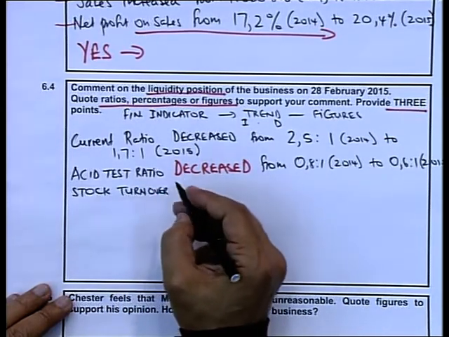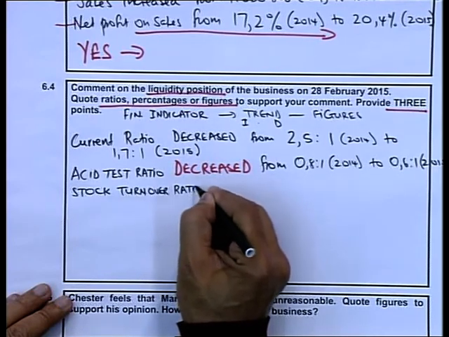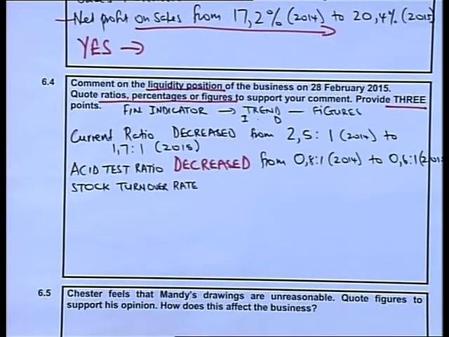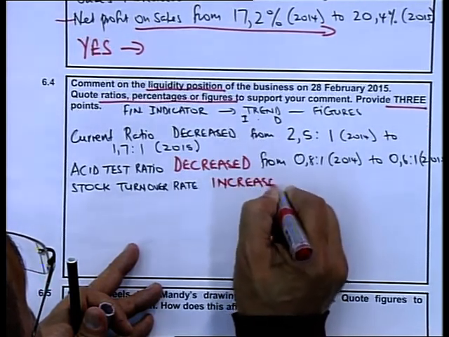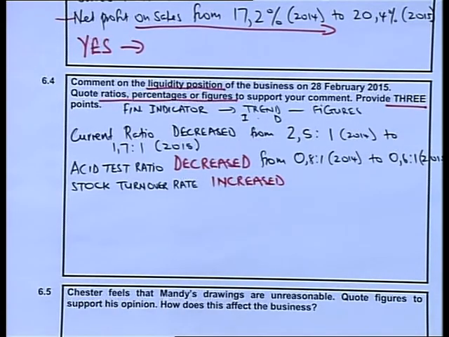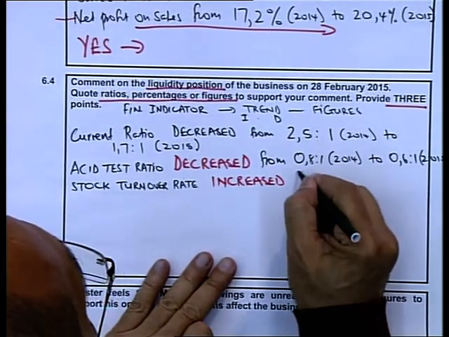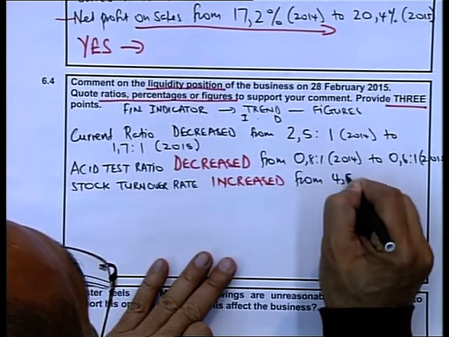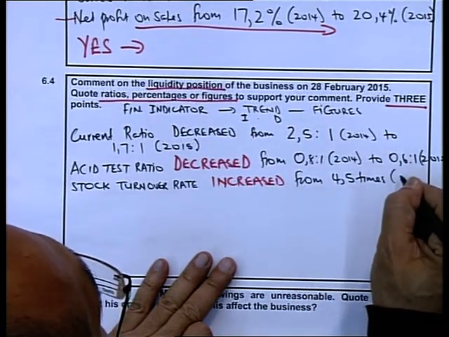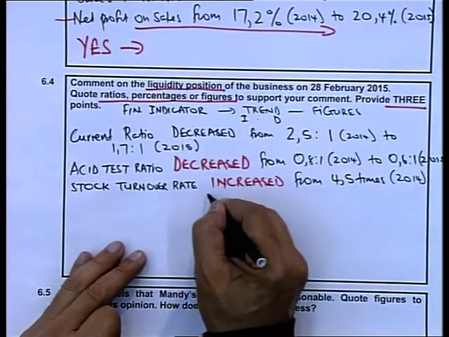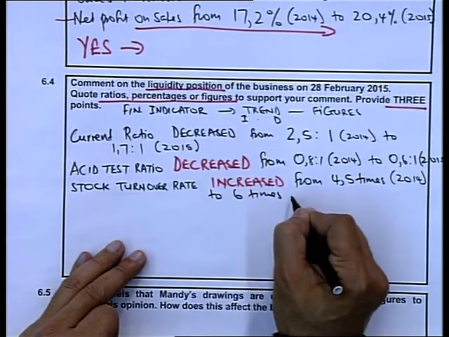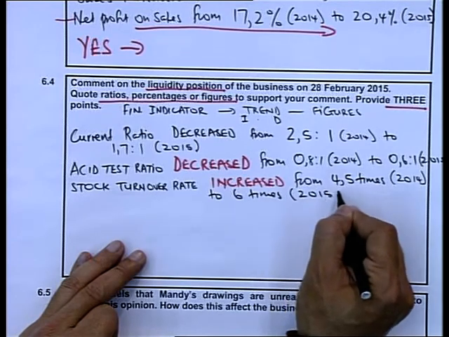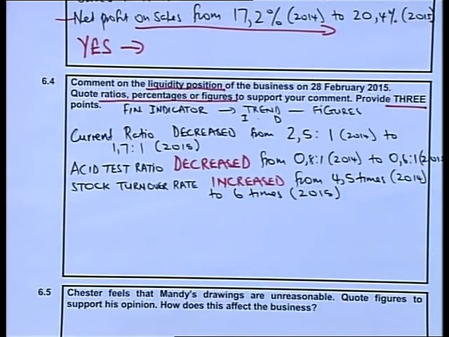The stock turnover, there we have the financial indicator. What's the trend? It increased, from 4.5 times in 2014 to 6 times in 2015. Okay, what are they looking for?